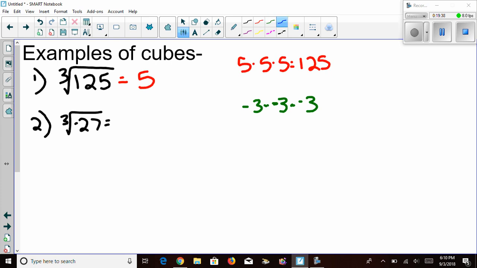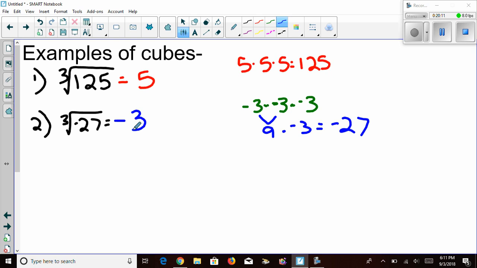Well, negative 3 times negative 3 is positive 9, times negative 3. I get negative 27. So when I have a negative inside of a cubed root, my answer is negative. And then I just need to break it down into its 3 equal factors. In this case, 3.